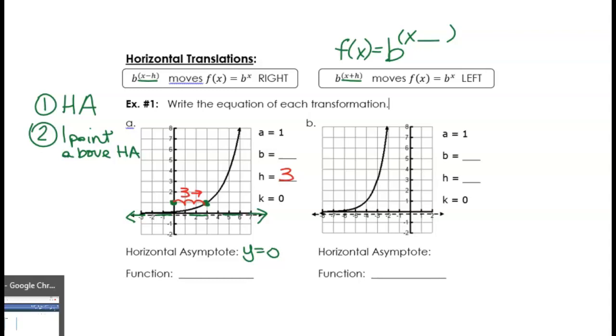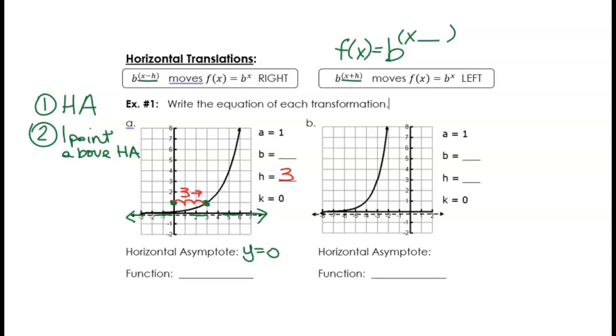So I want you to take a moment to try part B. All I want you to do, and I know we're not finished with part A, we don't have the function, but what I want you to do is identify the horizontal asymptote and find the point that's 1 above the horizontal asymptote so you can determine if it's shifted left or right. So take a moment to try and do that. I'm going to pause the video.